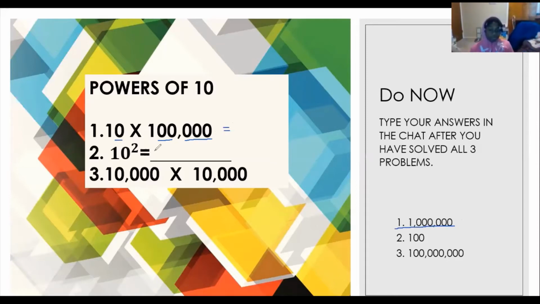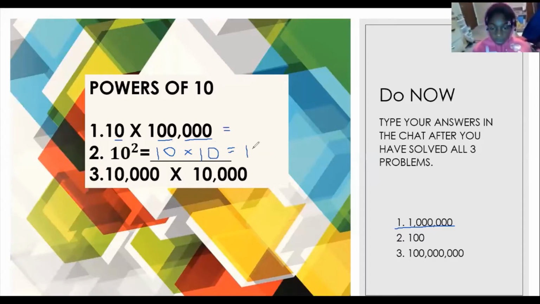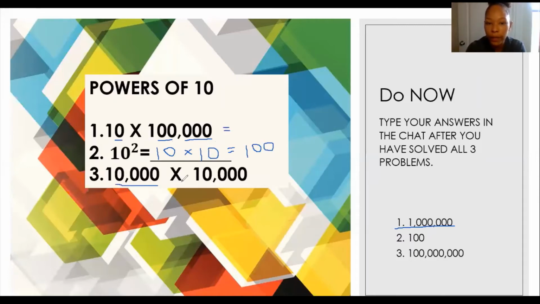Over here, 10 to the second expands to 10 times 10, meaning I use the number 10 2 times, and this equals 100. The last one, you're going to use the same strategy as before. You count your zeros. I see 4 here, and I see 4 here, meaning my final answer will have 8 zeros, 100 million. All right, guys, great job on that. I'm going to clear my annotations, and we'll move forward.